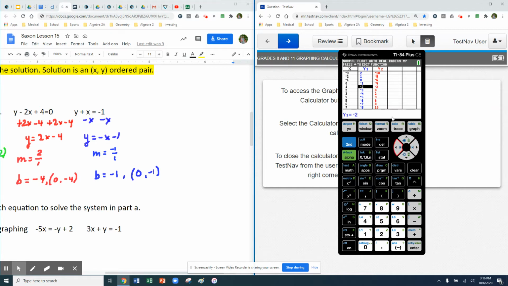So we can use our graphing calculator, put both of our equations into our y equals, and then head to your table and look for where both of those y's are the same. They're the same at (1, -2). So there again is your solution.